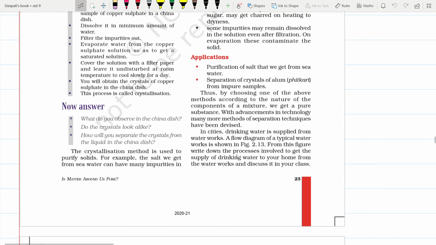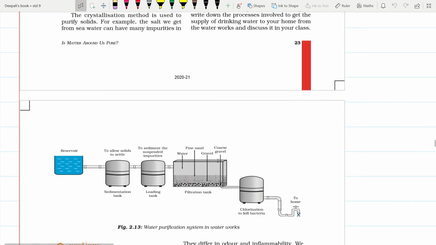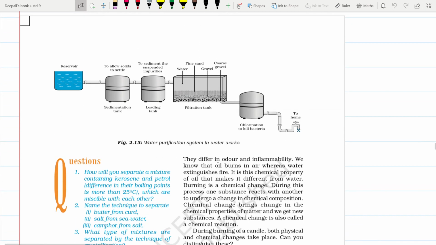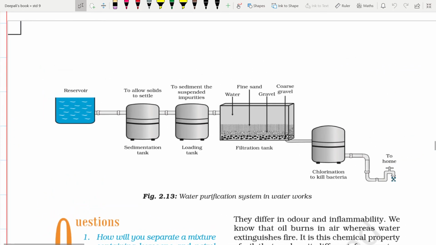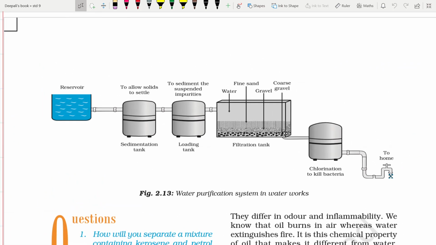In cities, drinking water is supplied from waterworks. A flow diagram of a typical waterwork is shown in figure 2.13. From this figure, write down the process involved to get the supply of drinking water to your homes from waterworks and discuss it in your class. So you can see how the water is separated out in the water purification or filtration department in our cities, and you get clean drinking water in your tanks.